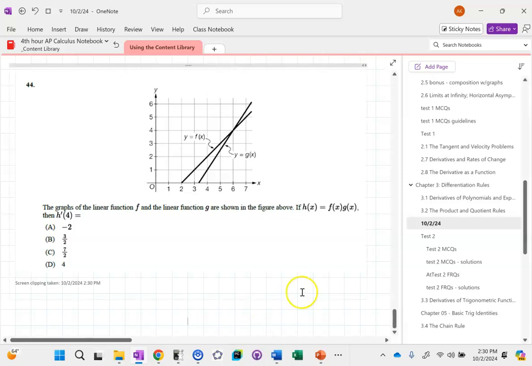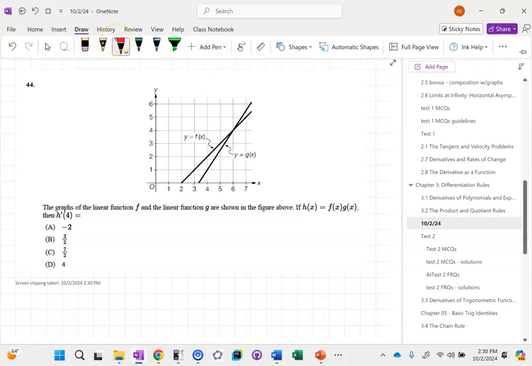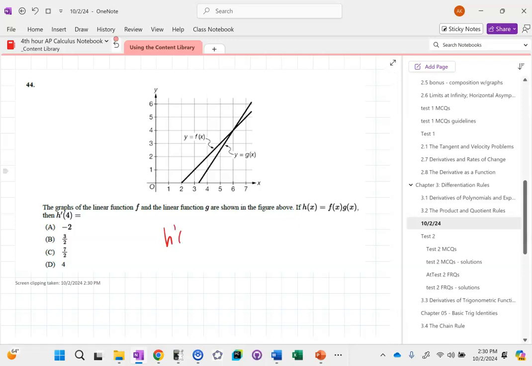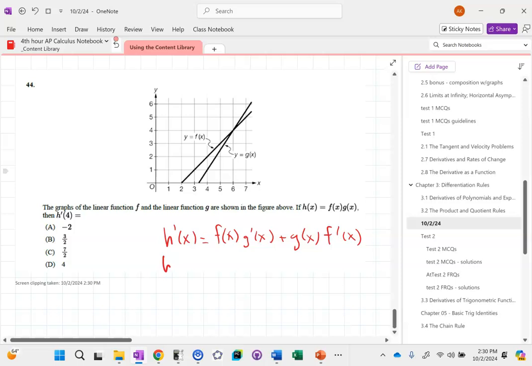The graph of the linear function f and the linear function g are shown in the figure above. If h of x equals f of x times g of x, then h prime of 4 equals what? Well, again, we'll start by taking the derivative of h. Hopefully by this point you recognize that's a product property, Mr. Kulik. So we're going to do h prime of 4, so that's f of 4 times g prime of 4 plus g of 4 times f prime of 4.